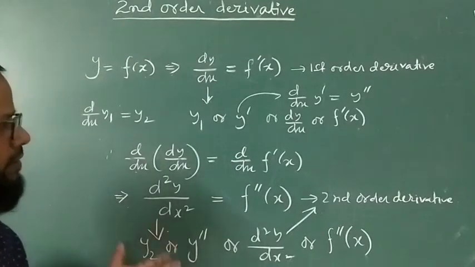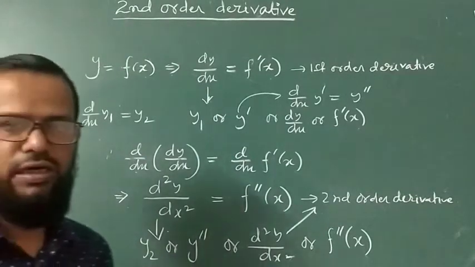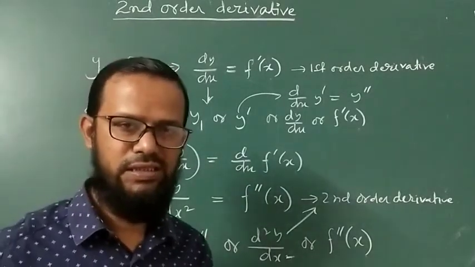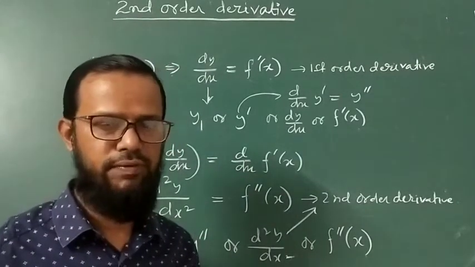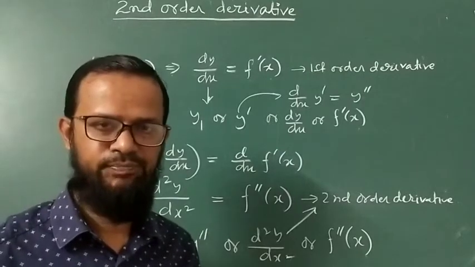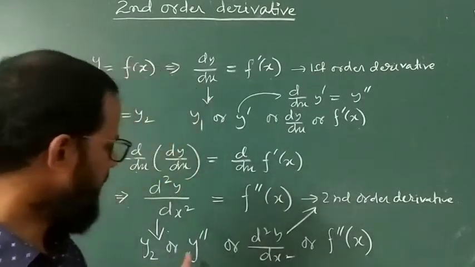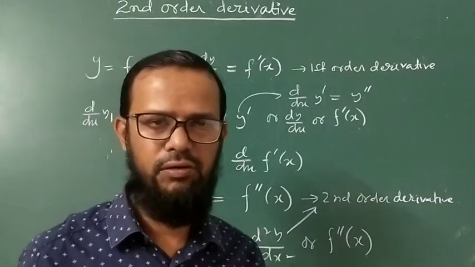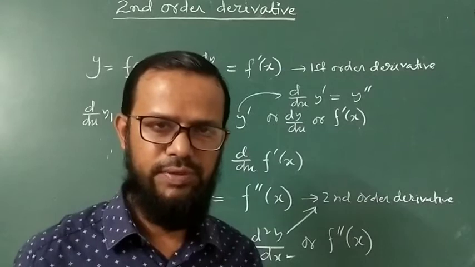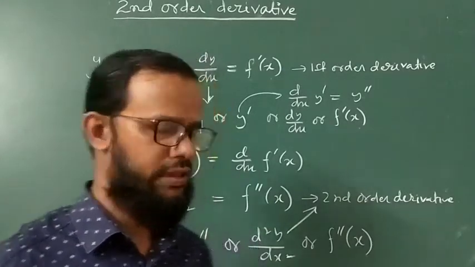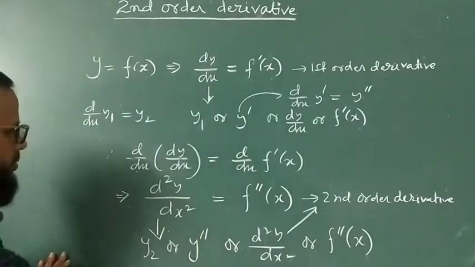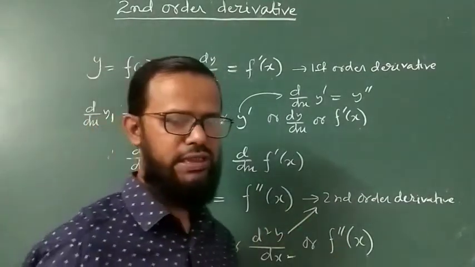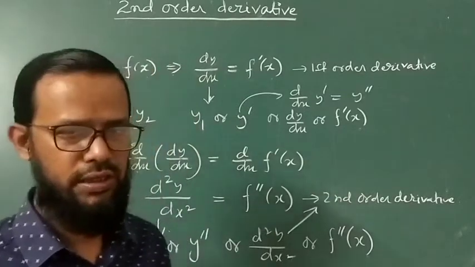So this is about the second order derivative. What is the second order derivative? For a function y equal to f(x), you differentiate once and you get the first order derivative. It is called dy by dx or y1 or y dash or f dash x. Again you differentiate this expression with respect to x, and you get d2y upon dx2 or y2 or y double dash or f double dash x. These are called second order derivative.